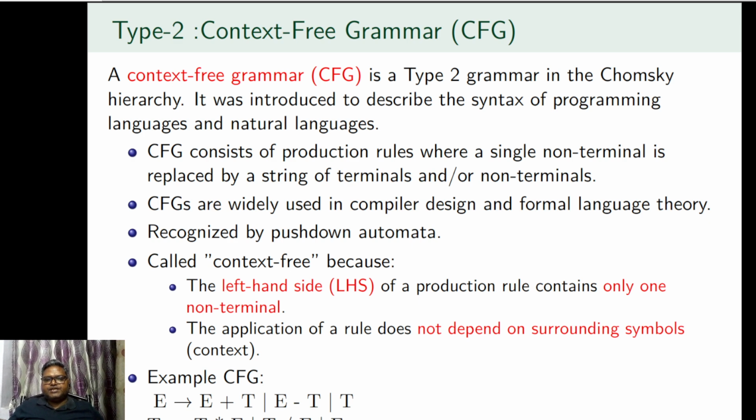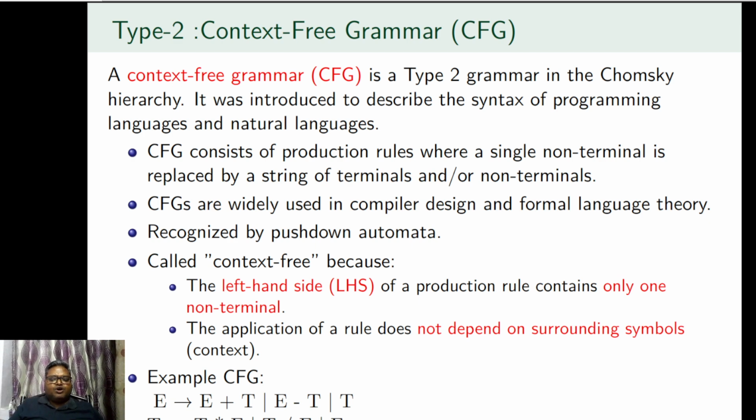In the unrestricted grammar, there are no restrictions. In context sensitive grammar, the symbols on the left hand side should be less than or equal to those on the right hand side. Now in the context free grammar, the left hand side can have only one non-terminal, not more than that.